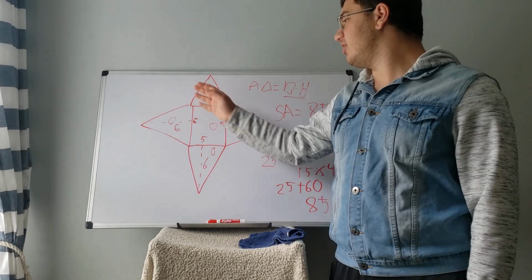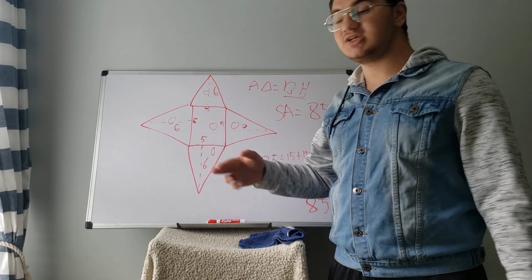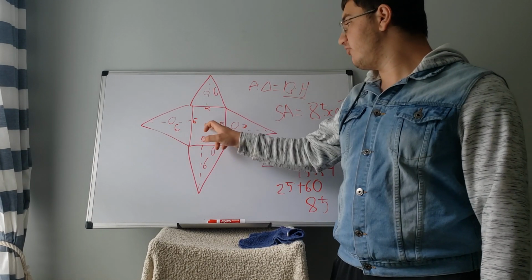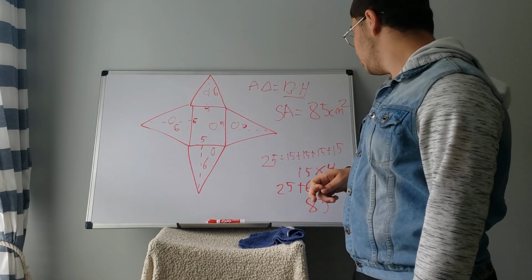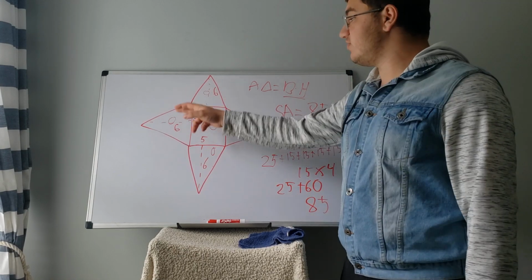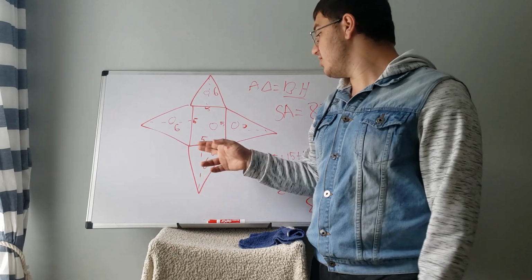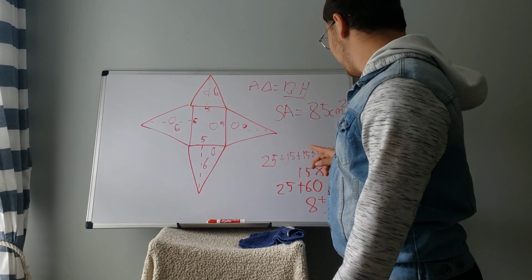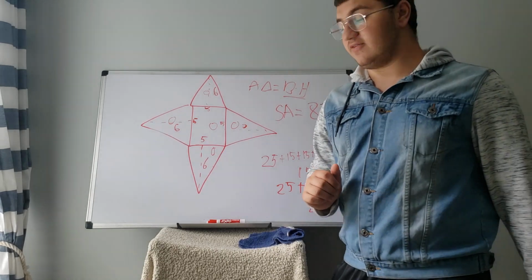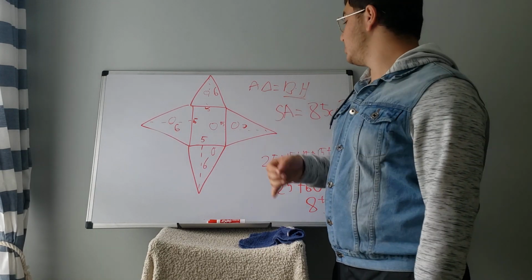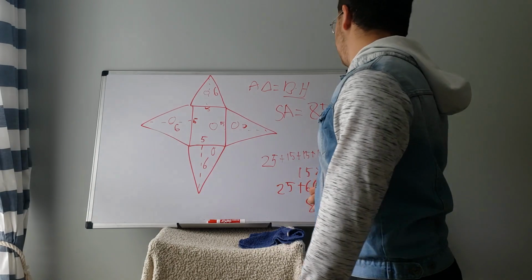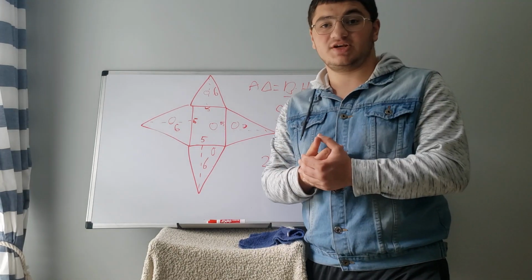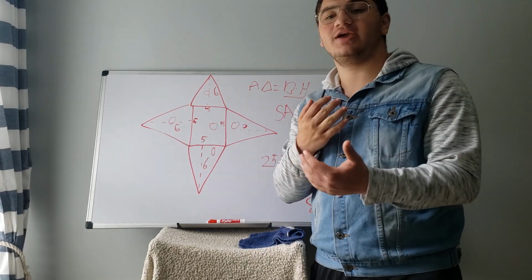Essentially, we find the area of each one of these shapes and we just add them together like we did here. So we got the 25 and the 4 15s, because 15 was the area of each of these triangles, and we added those together, and we got 85. So, that's how you find surface area in a net of a triangular prism.